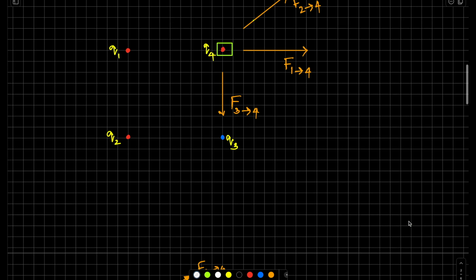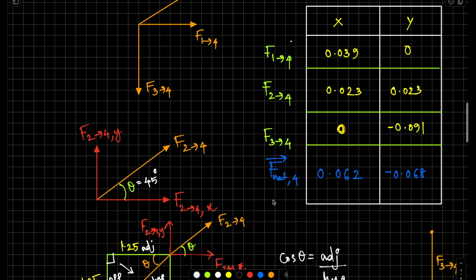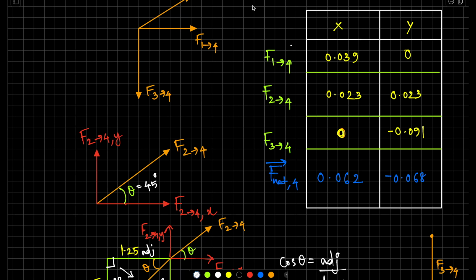What does that mean? We have three different forces, but the net force, I'll use a different color, blue, is 47.64 degrees below the positive x-axis. This is the direction of the net force on Q4. Makes sense.